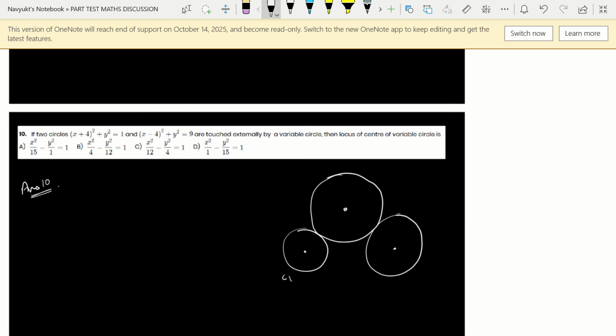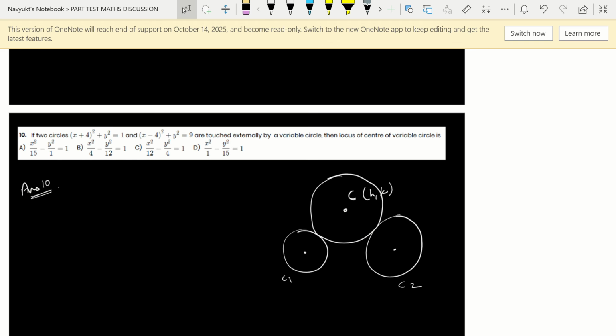So this is C1, that's our C2. Let's say their centers are also C1, C2, and C is the center of the variable circle. Then the locus. Again, this is a locus question. We will take h comma k as the center. This is touching the C1 circle and the C2 circle simultaneously. So the only relation is that CC1 should be equal to the sum of both radii. Same for C and C2.